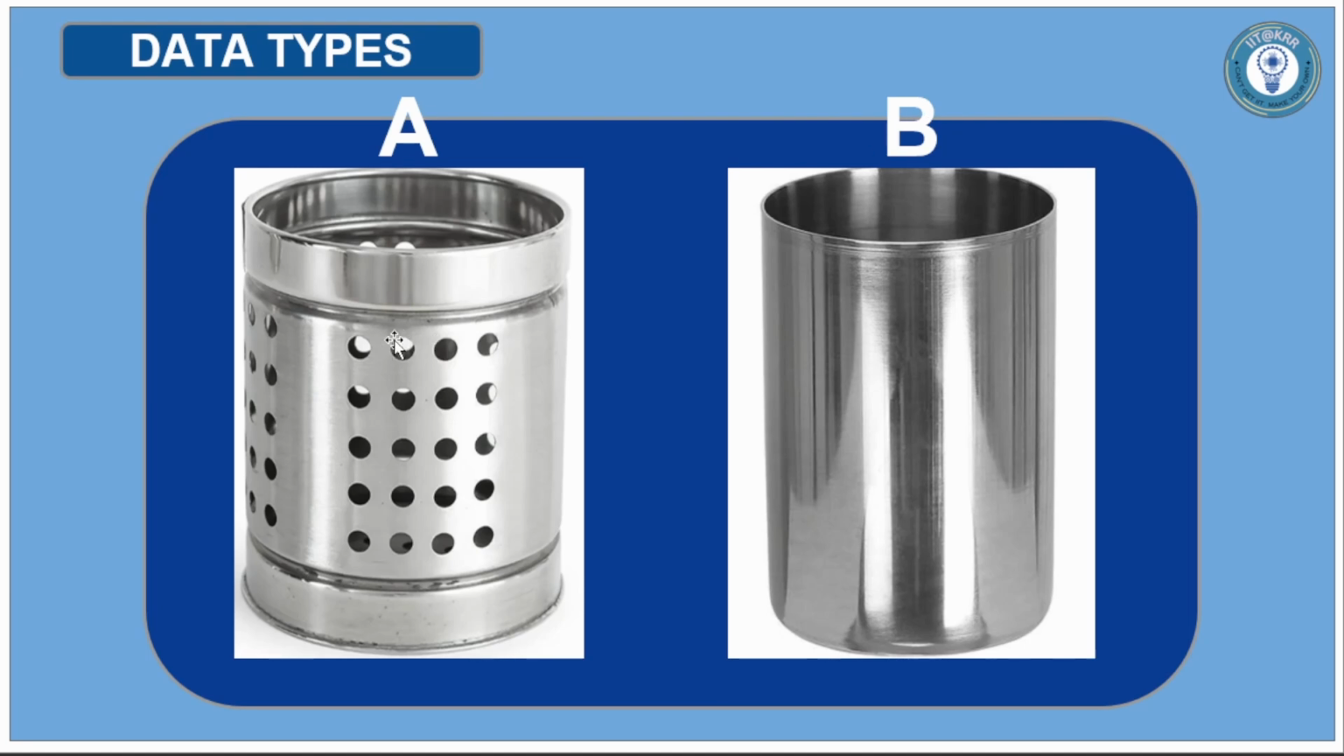So here we have two types of containers. One container has holes, one container has no holes. If I try to store water in B, I can store it. If I try to store water in A, I cannot store it due to the holes present in it. If I try to store a solid item in A, I can store it. If I try to store a solid item in B, I can store it. So in a container, we store specific data. So here A and B are the variable names. These two containers are the variables, and with hole and with no hole are the data types here.